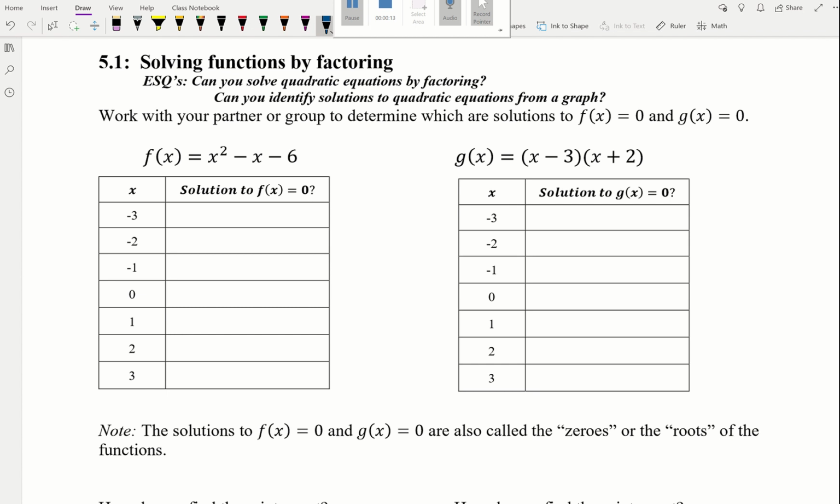Now, we'll be looking mainly at quadratic functions in this unit, but we will also look at other polynomial functions.